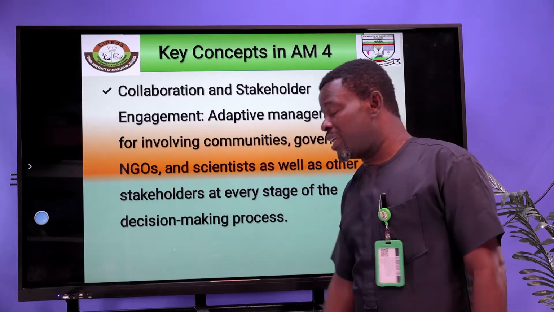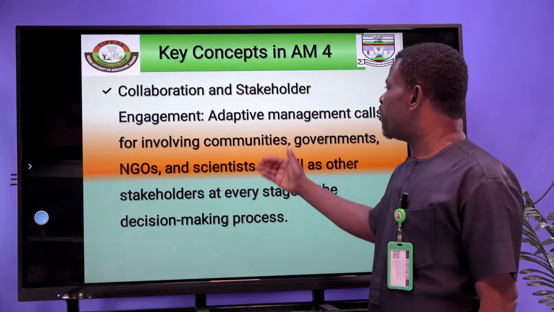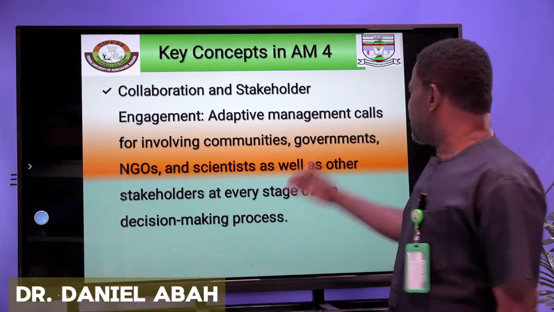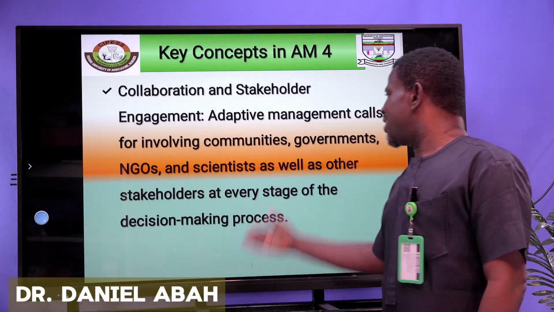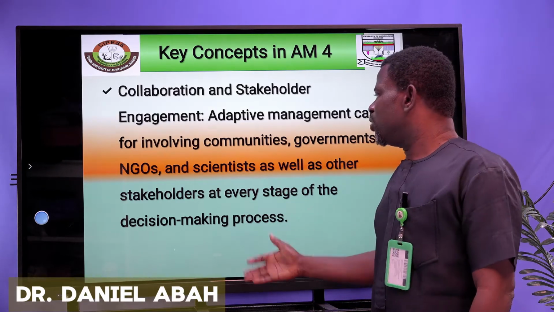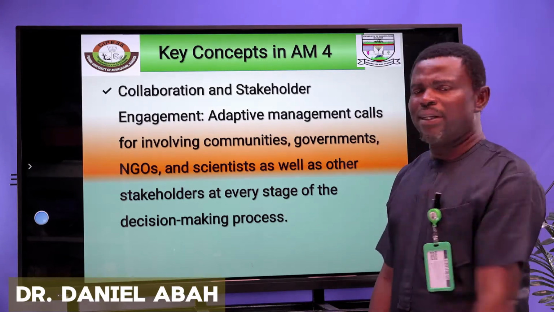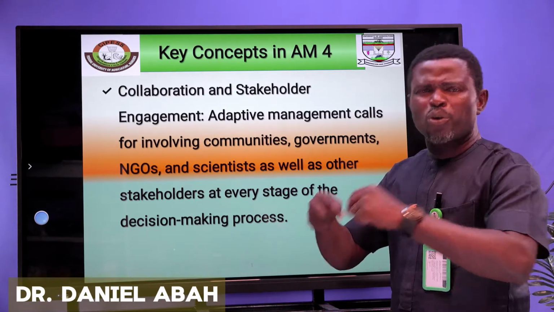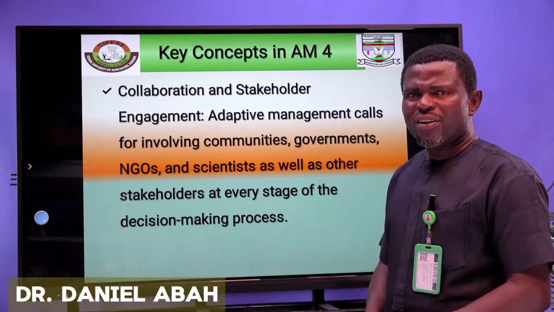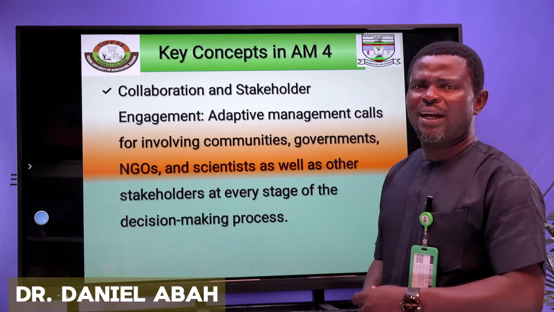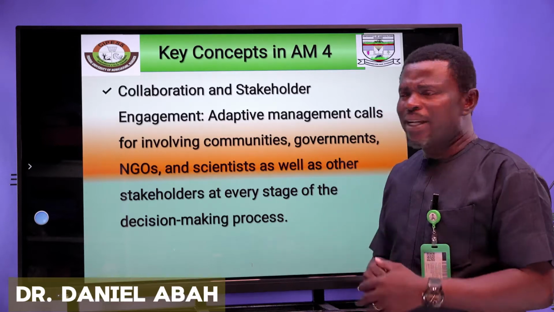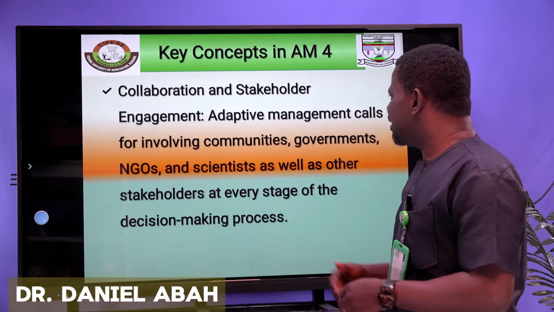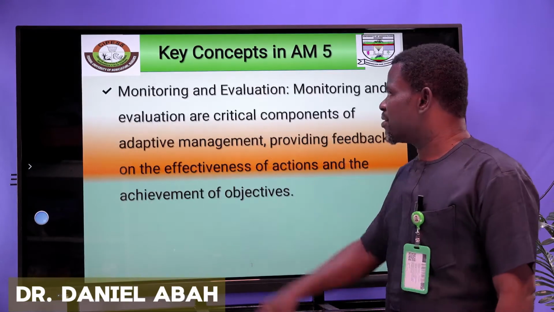Collaboration and stakeholder engagement. Adaptive management calls for involving communities, the government, the NGOs, the scientists, as well as other stakeholders at every stage of the decision-making process. Very, very fundamental. In every adaptive management, there must be collaboration, because this makes every project better able to adapt to the adjustments needed by the communities.